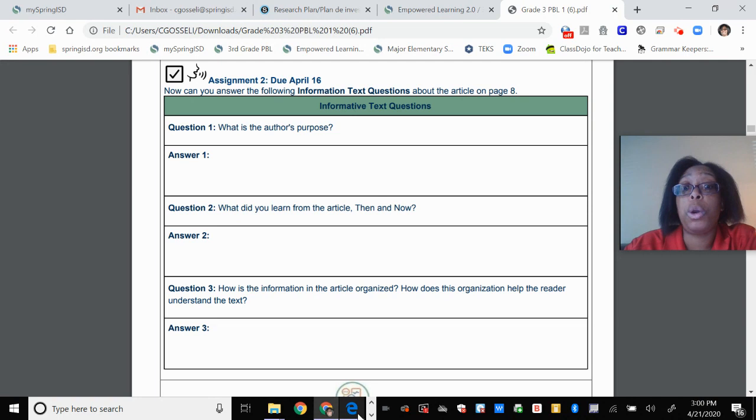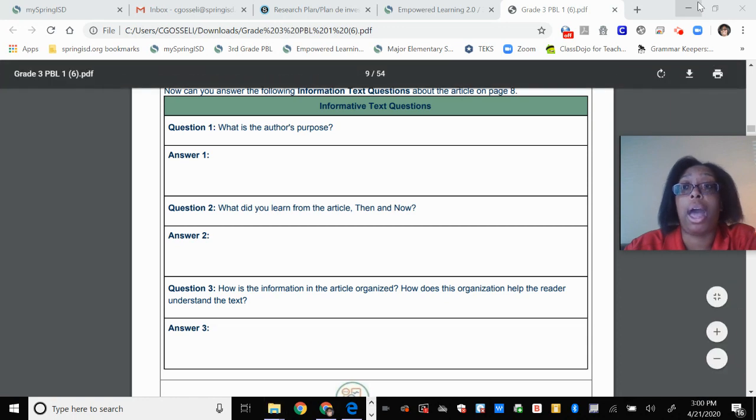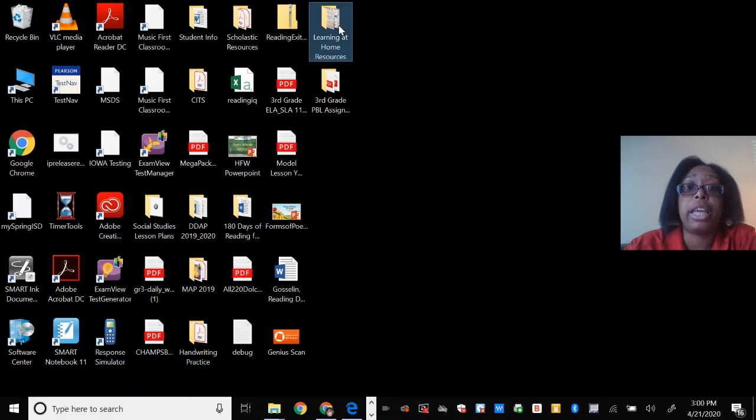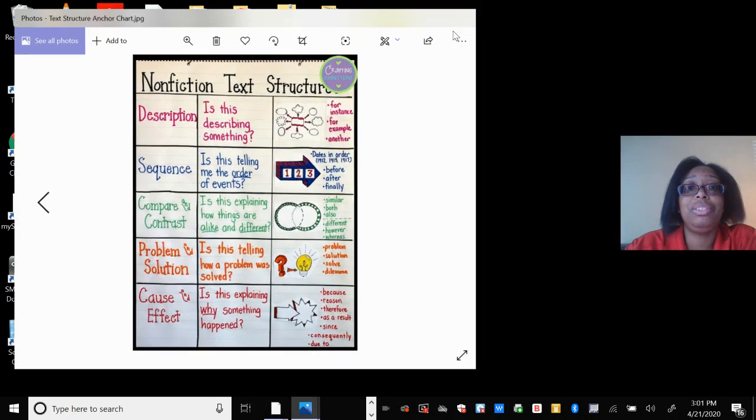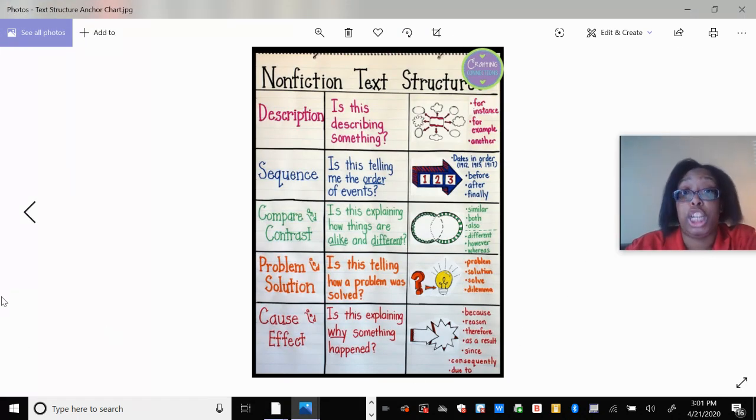So when we talk about organization, we're talking about text structure. Okay, so let's take a look at text structure to jog our memories. So text structure is the way the information is organized. Text features, remember, we have headings and subheadings. We have bold words and things like that. But text structure is telling us how the information is set up on the page.